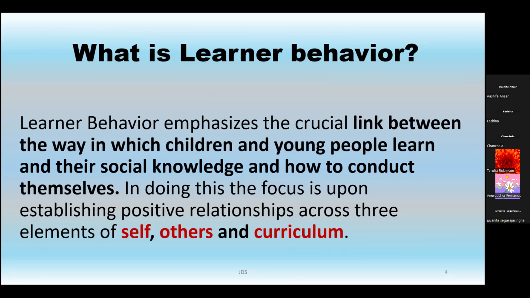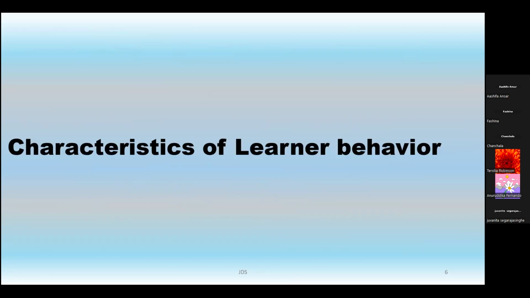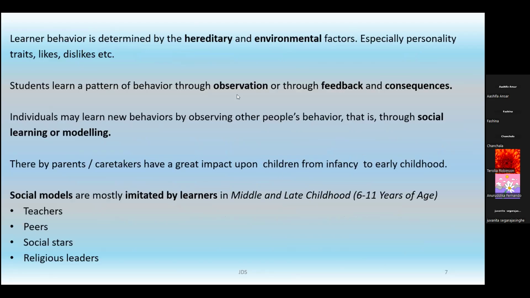What are the three main sources that the person interacts with? Self, others, and curriculum. Then we come towards characteristics of learner behavior. Read.